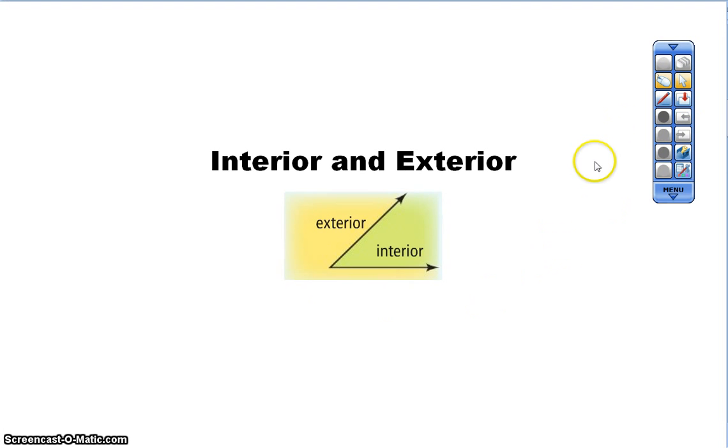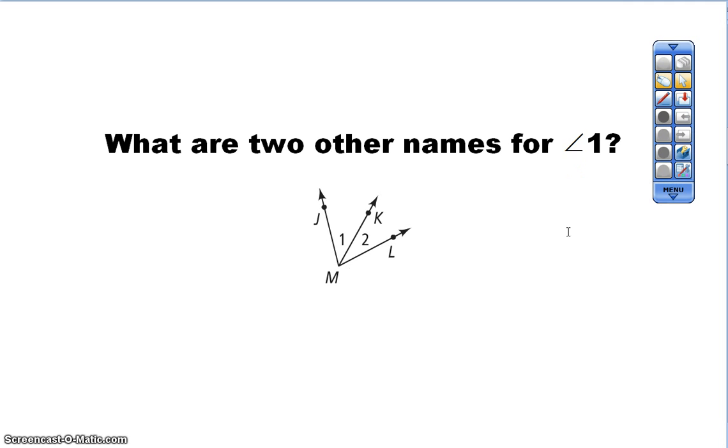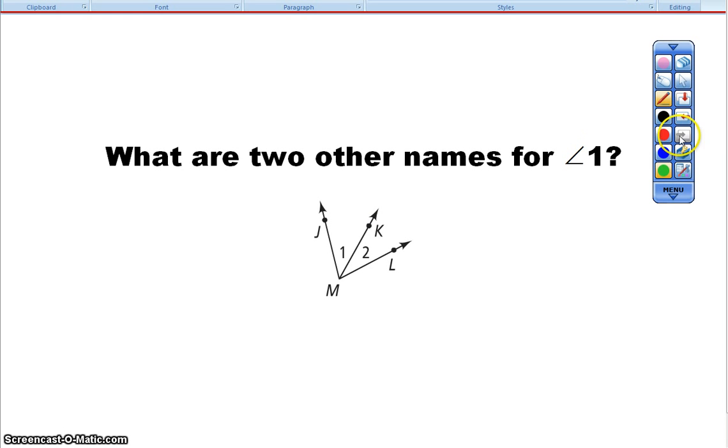So let's take a look at our next picture here. It says, what are two other names for angle 1? Here's my angle 1. And I could name this angle, make sure that you have this vertex M in the middle, so I could name it angle JMK, or I could name it angle KMJ. As long as M is in the middle, notice I have both of them right there.